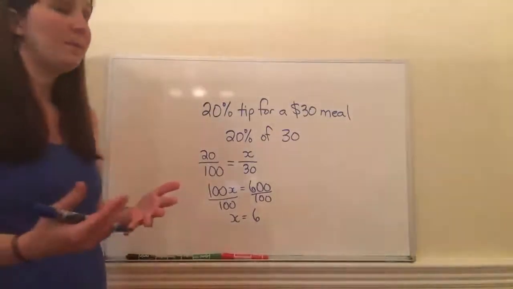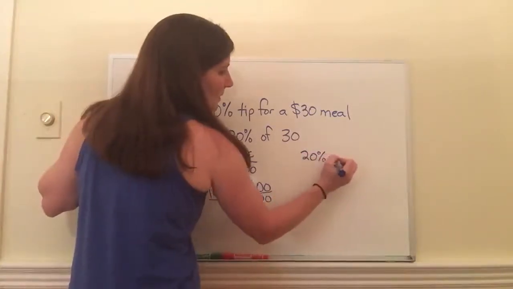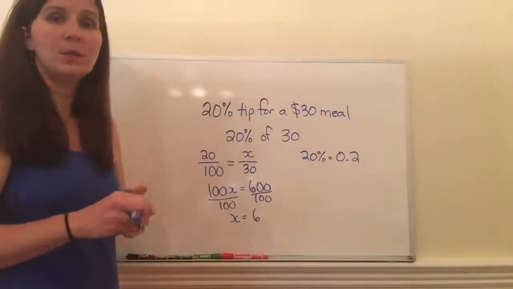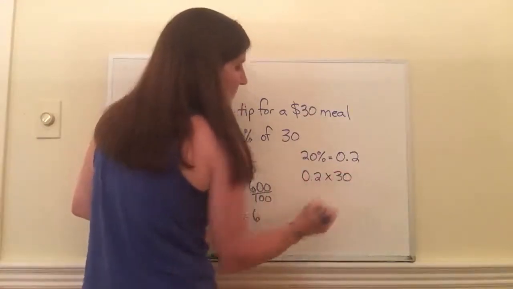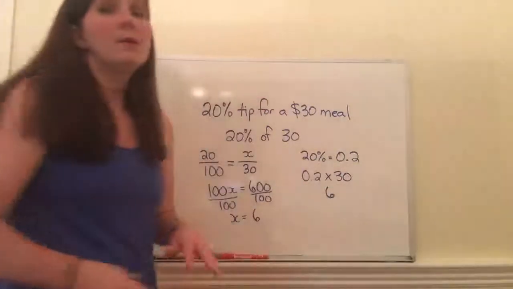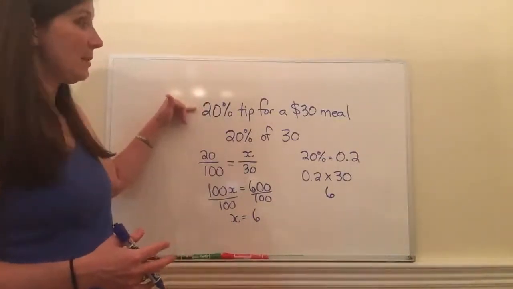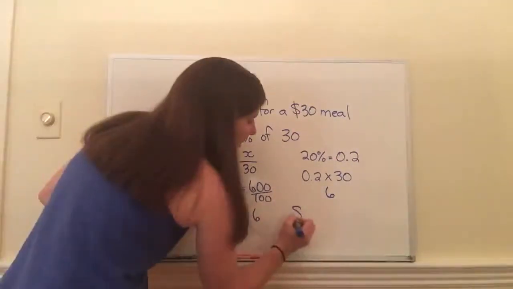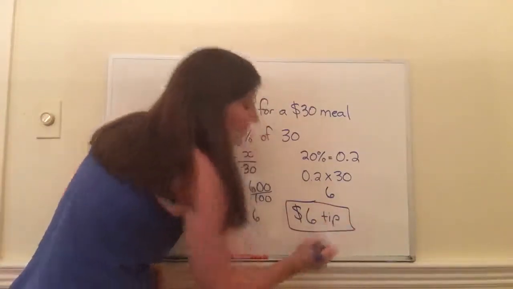If we use method 2, 20% is equal to this decimal 2/10, 0.2. So if I take that decimal and I multiply times 30, 0.2 times 30 equals 6. So my answer for a 20% tip for a $30 meal, what I would tip is $6. I would leave a $6 tip.